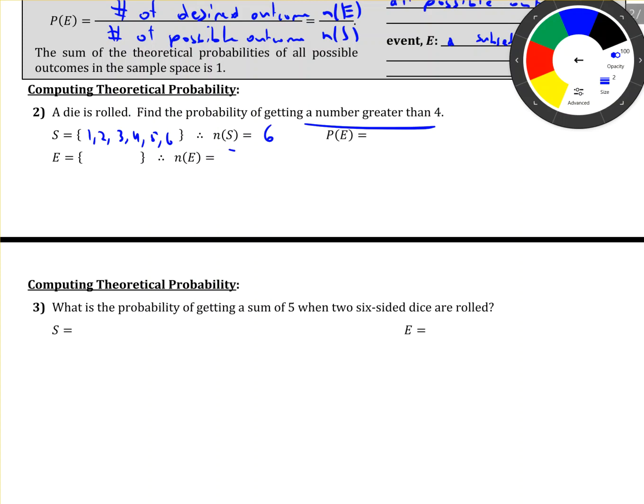Oh, sorry, let me write that. That's kind of a different order than I was expecting. So 4, 5, or 6, so n of E equals 3. So the probability of E happening is 3 out of 6, which is 1/2 or 0.5.